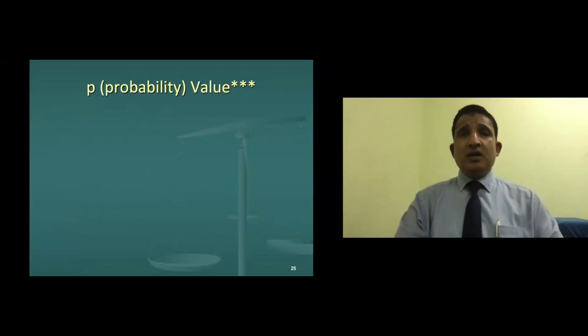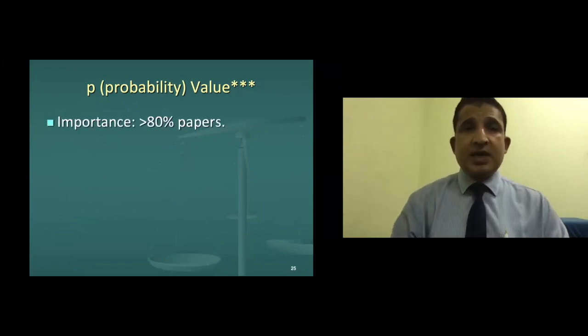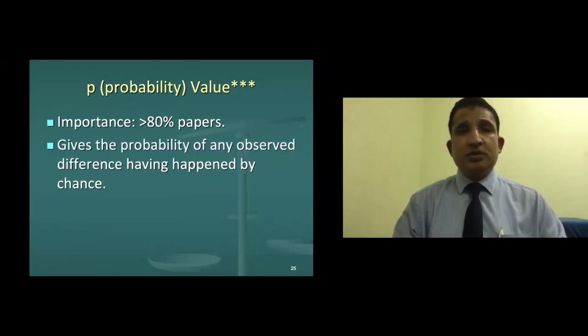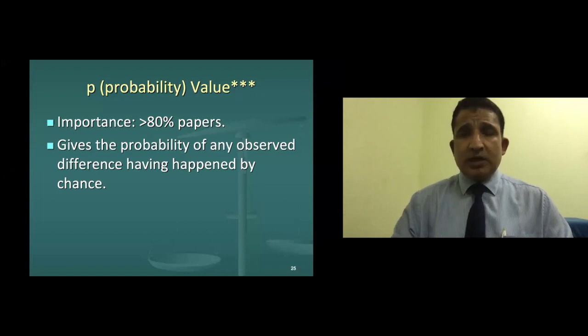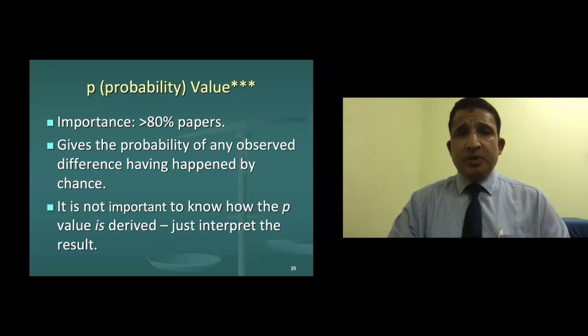Let's go to another most commonly used terminology called probability value. As shown in the three stars, it is very commonly used. More than 80% of papers use the term p-value. It gives the probability of any observed difference having happened by chance. Suppose we have done a beautiful study, what is the actual chance of having that outcome because of your treatment, or it could have just happened by chance. We'll have a few examples to describe this in detail. This is what p-value means.